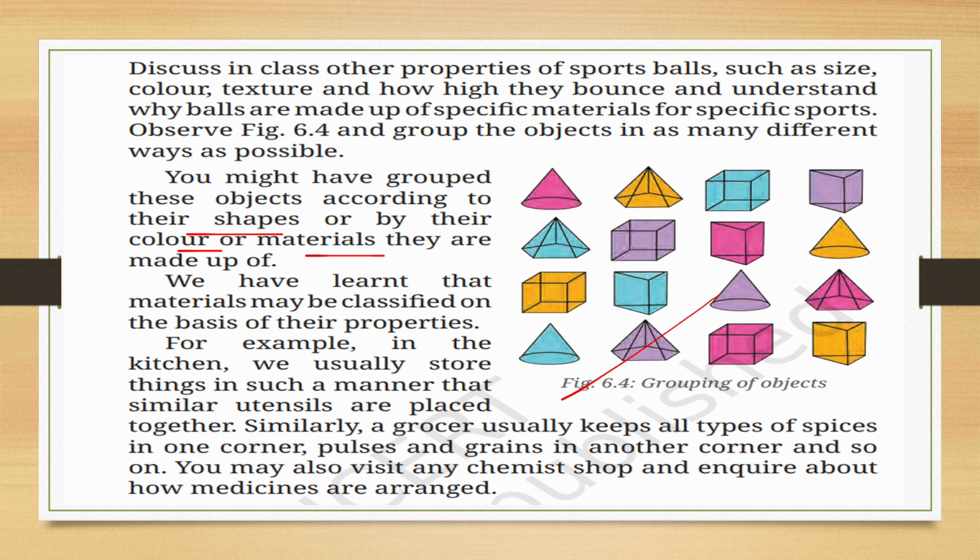We have learned that materials may be classified on the basis of their properties. For example, in the kitchen, we usually store things in such a manner that similar utensils are placed together. Similarly, a grocer usually keeps all types of spices in one corner, then pulses and grains in another corner, and so on. You may also visit any chemist shop and inquire about how medicines are arranged.